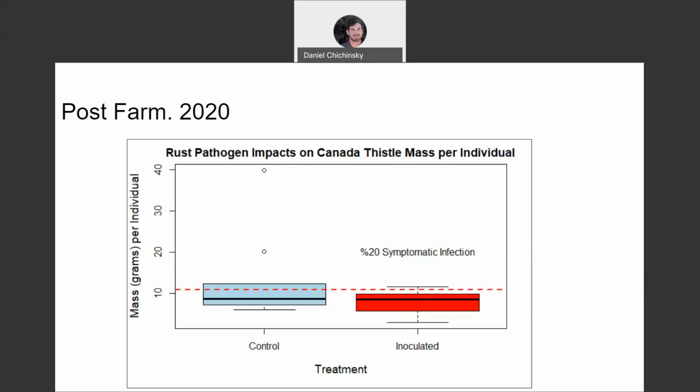This graphic shows the difference in thistle growth at our post-farm fallow fields in 2020. We had 20% symptomatic infected thistle only 3 months after inoculation. The inoculated treatment had less mass per individual compared to the control treatment. The red line shows the average mass per individual for all thistle in the study. We are pretty happy with these preliminary results. It shows that inoculations do actually impact thistle growth in fallow fields.